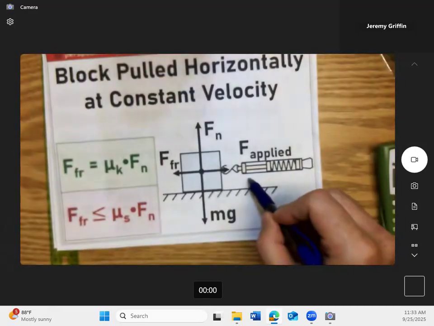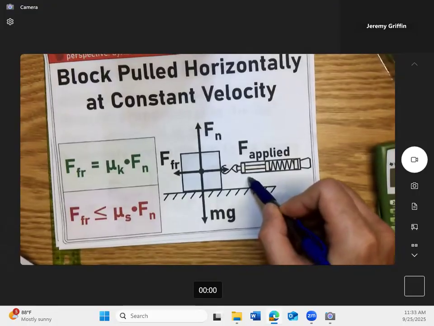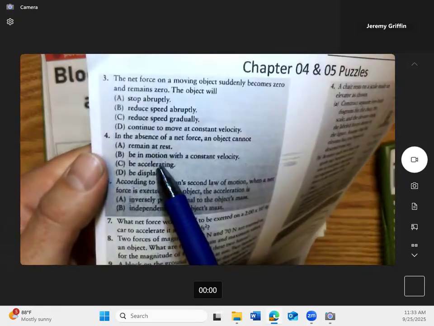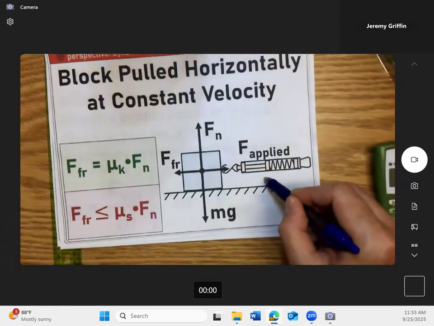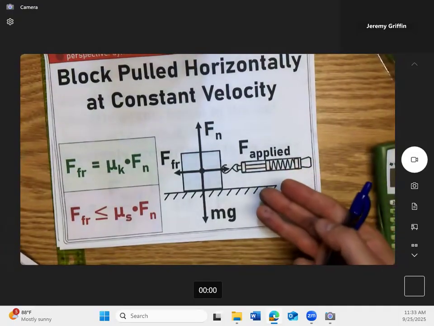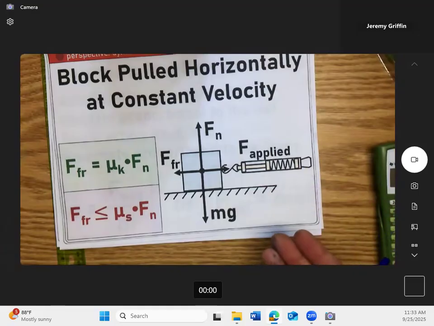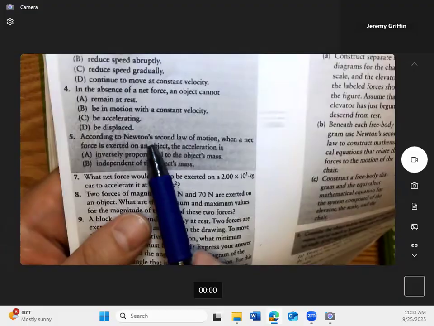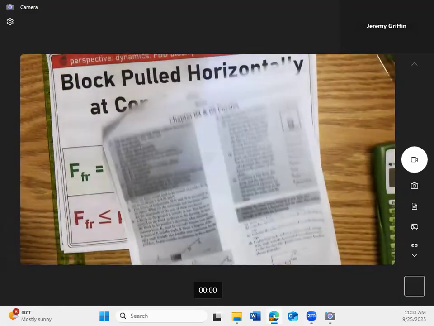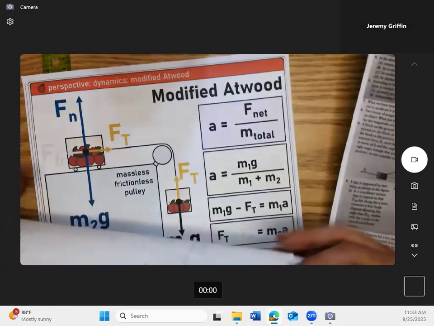Could this be in motion at constant velocity? Yeah, this would of course be kinetic friction at that point, but that's what the title of this is, right? Constant velocity. Could option C, can this be accelerating? No. You're right, it cannot be. So that's the answer. This cannot be accelerating because there's no net force. You guys have that? Number 5: according to Newton's second law of motion. Here, Newton's second law. I know that's one of the posters I have ready to go.